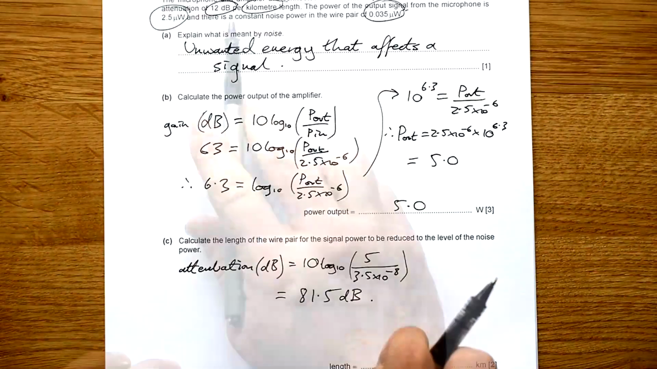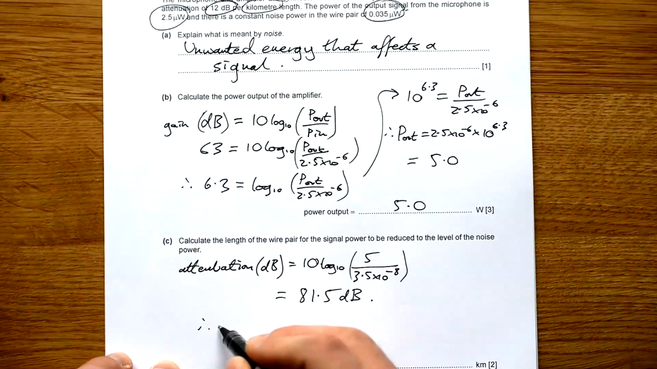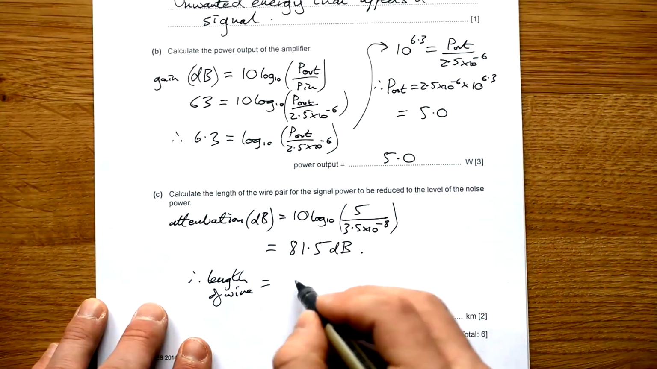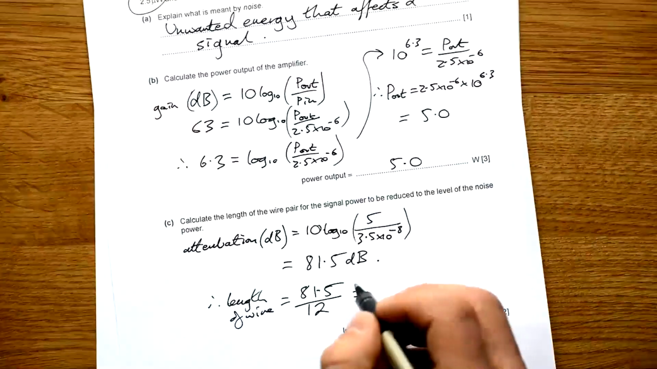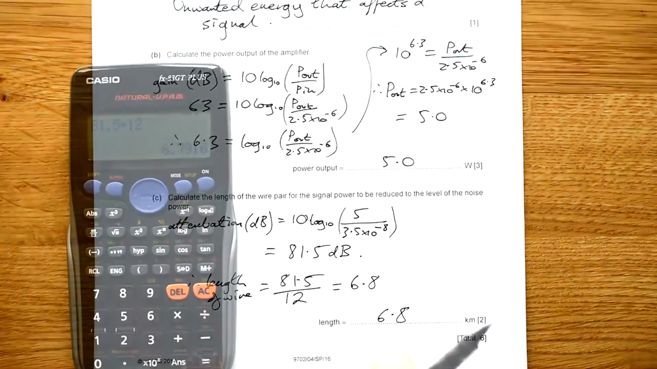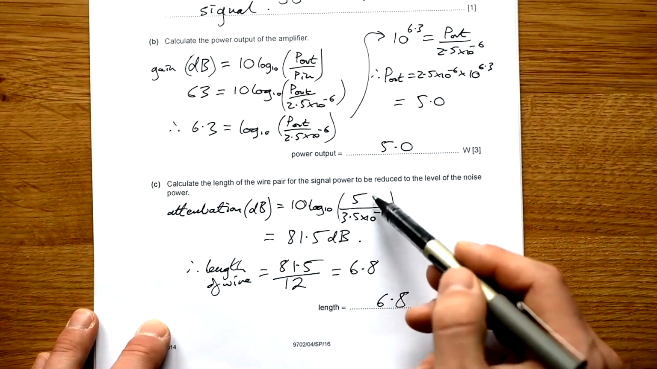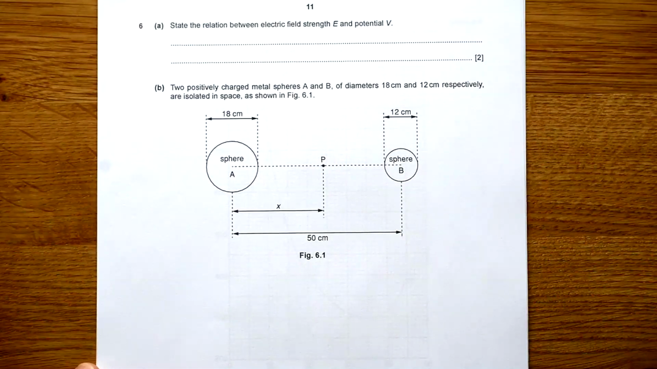And we know that each kilometer results in an attenuation of 12 decibels. Therefore, length of wire is going to be given by our total attenuation divided by the attenuation per kilometer. That gives us 6.8 kilometers. Fairly tricky question, but it's just a matter of realizing what goes into your power in and power out here to calculate the attenuation. Question 6, state the relationship between electric field strength E and potential V.